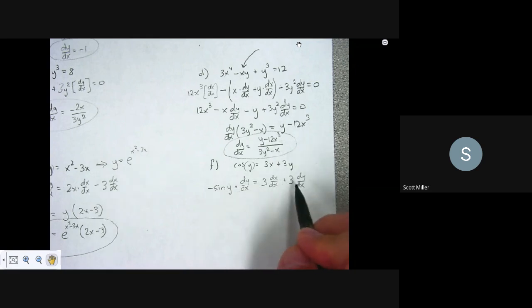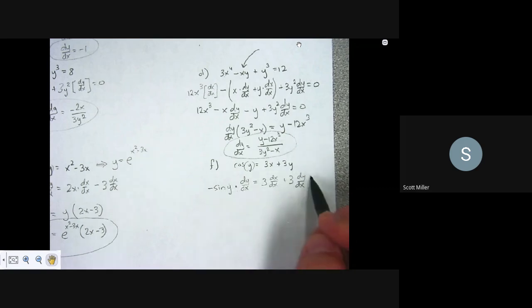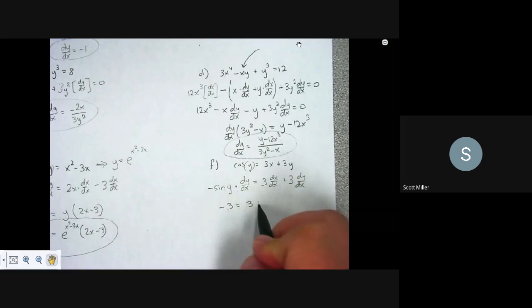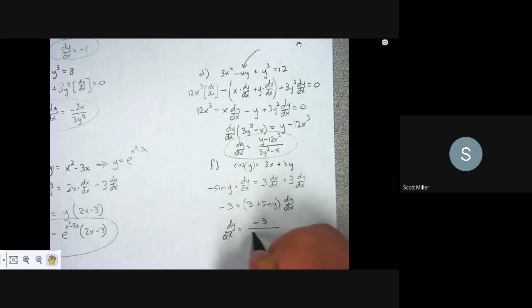So start moving things around. You can move it however you want. What I did is I moved this dy dx over here, made it positive, and then moved that over here, made it negative. So I end up with a negative 3 equals 3 plus the sine of y times dy dx, and then I factored out dy dx. So dy dx is equal to negative 3 divided by 3 plus the sine of y.